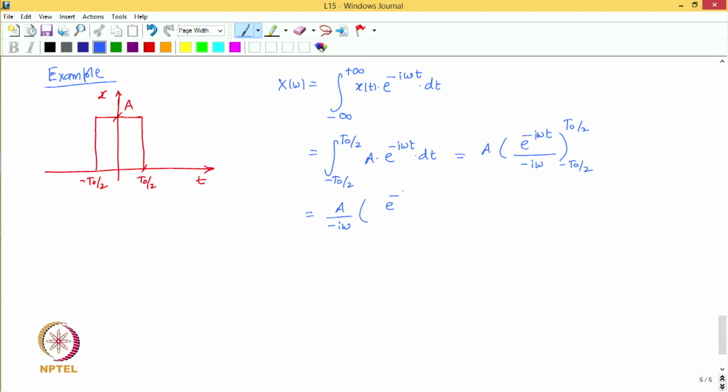e to the power minus j omega t naught by 2 minus e to the power plus j omega t naught by 2, isn't it? And now we know the relationship for sine omega t naught by 2: it is e to the power j omega t naught by 2 minus e to the power minus j omega t naught by 2 upon 2j. So if we make a substitution here, this quantity is nothing but minus 2j sine omega t naught by 2.